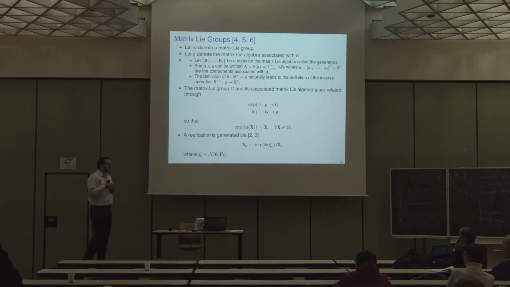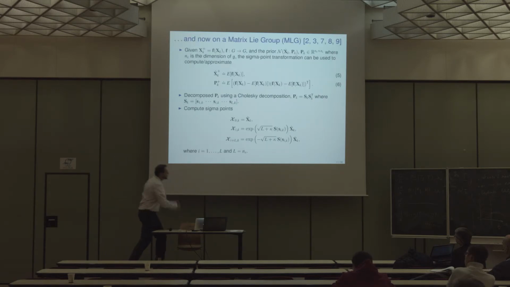Associated with the matrix Lie group G is the exponential map and the matrix logarithm. The exponential map maps the matrix Lie algebra to the matrix Lie group, and the matrix logarithm maps the matrix Lie group to the matrix Lie algebra. So we have this relationship here. And also we can define how to extract a realization. If you have some nominal member of the group G, you can draw samples xi here and use the definition of S. So xi is an element of Rn, S of xi is an element of the matrix Lie algebra, and then we can use the exponential map to draw a sample. Okay, so those are just the tools.